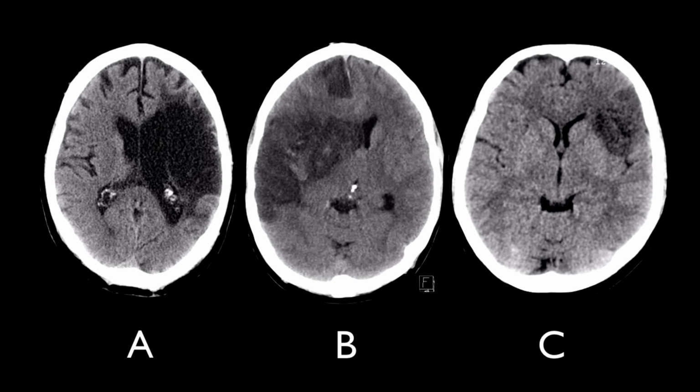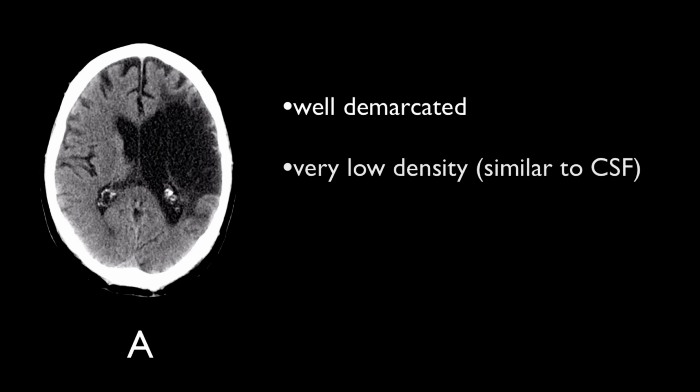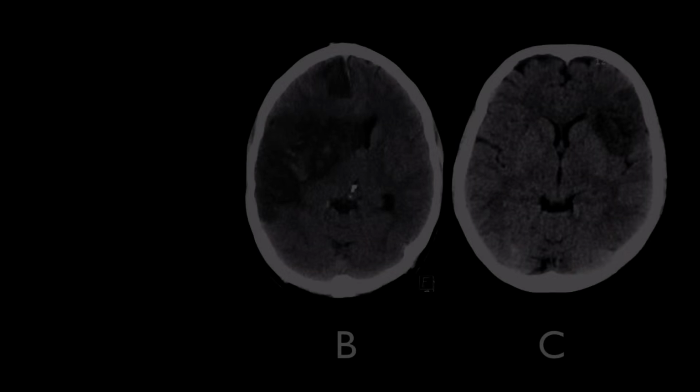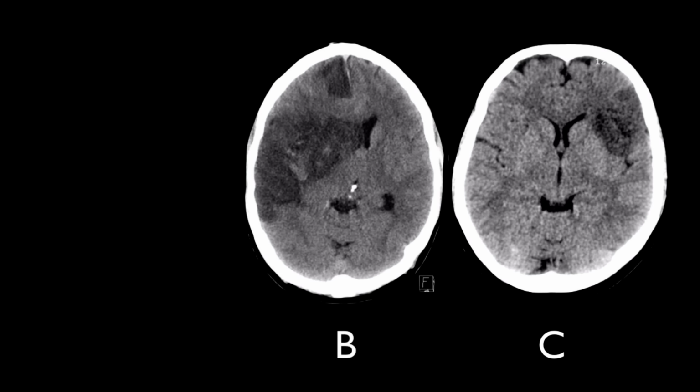Going back to our three cases, it should now be obvious that image A is of a chronic stroke. The region of infarction is very sharply demarcated and is of very low density similar to that of CSF. And most importantly, there is negative mass effect with widening of the adjacent sulci and extravascular dilatation of the lateral ventricle. In contrast, images B and C are subacute infarcts.